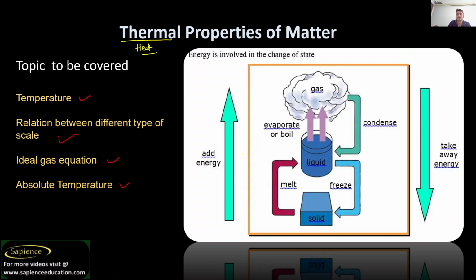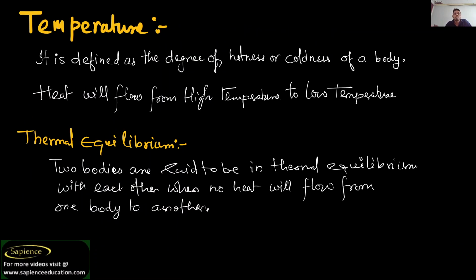As you know, as we add energy to something, for example, this is a matter, and if we add heat, what will happen? Its temperature rises, and as we remove the heat, what will happen? Temperature will decrease. Why is this happening? We will discuss it one by one. First of all, I am going to discuss temperature.